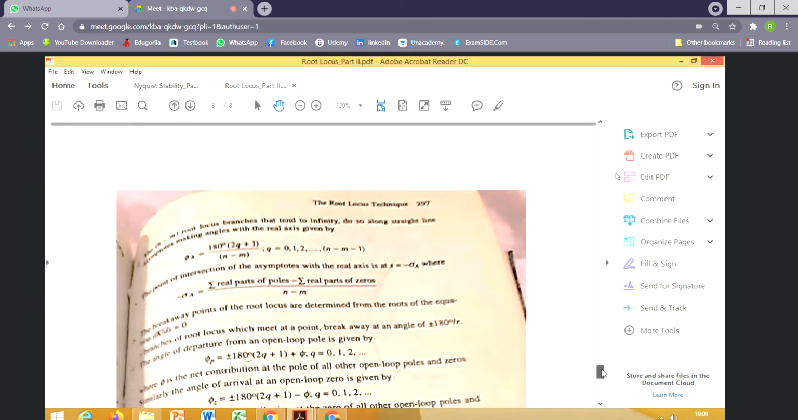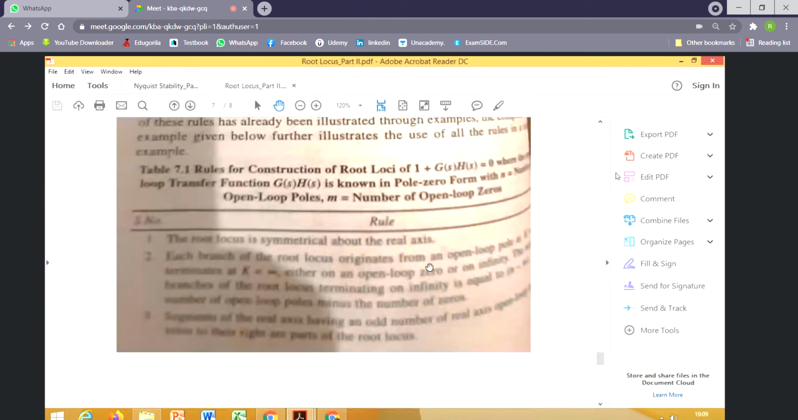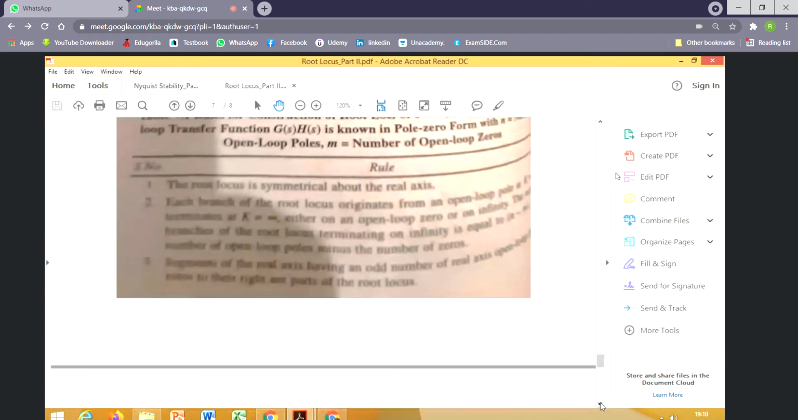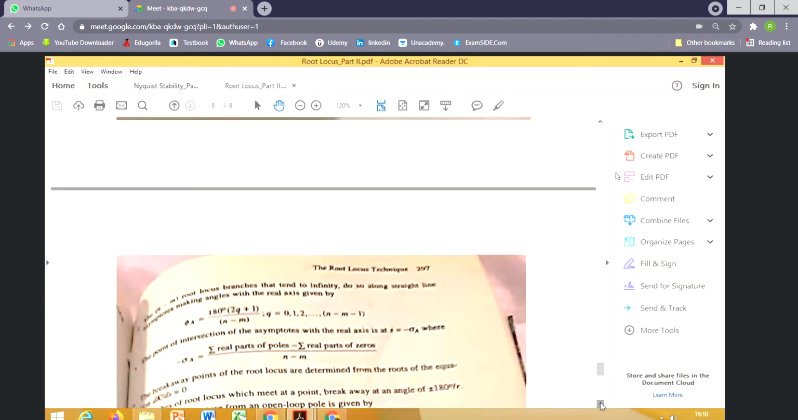So these are the rules given in a tabular form. So we'll have to apply these rules, and accordingly we'll have to sketch the approximate root locus.